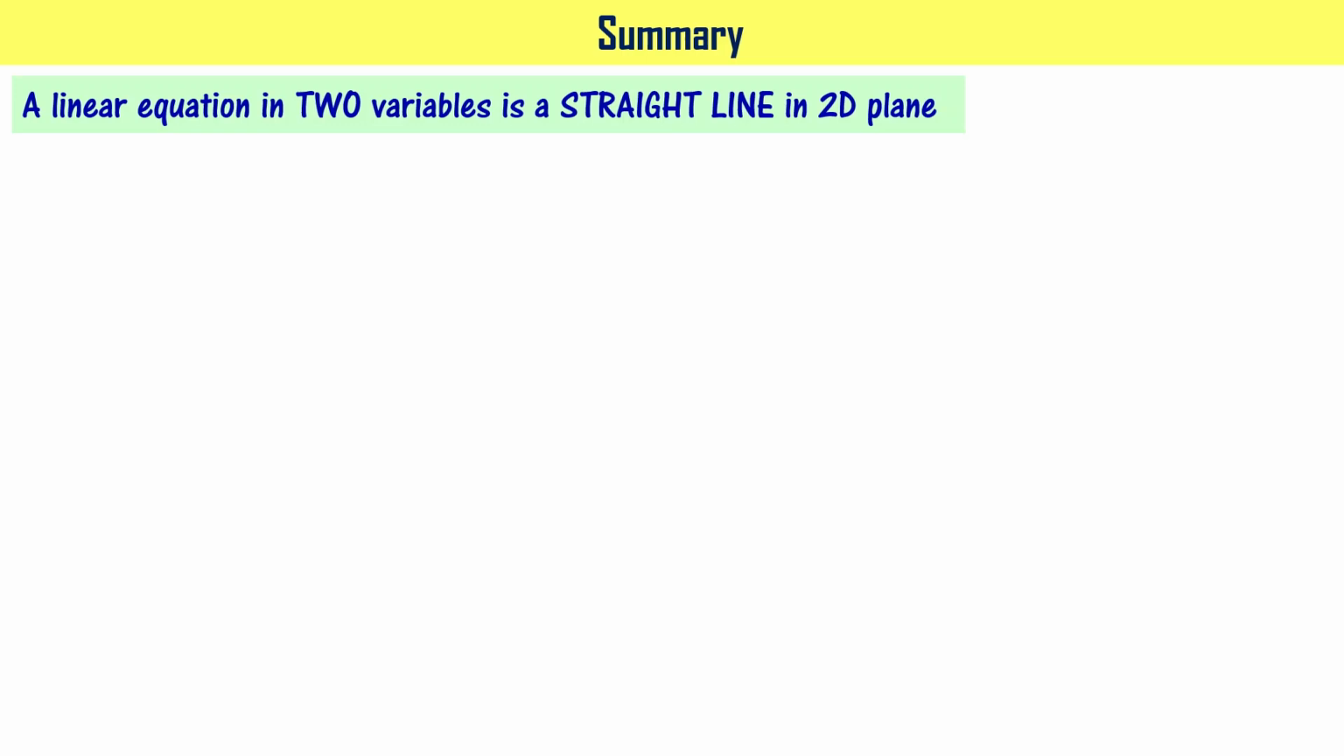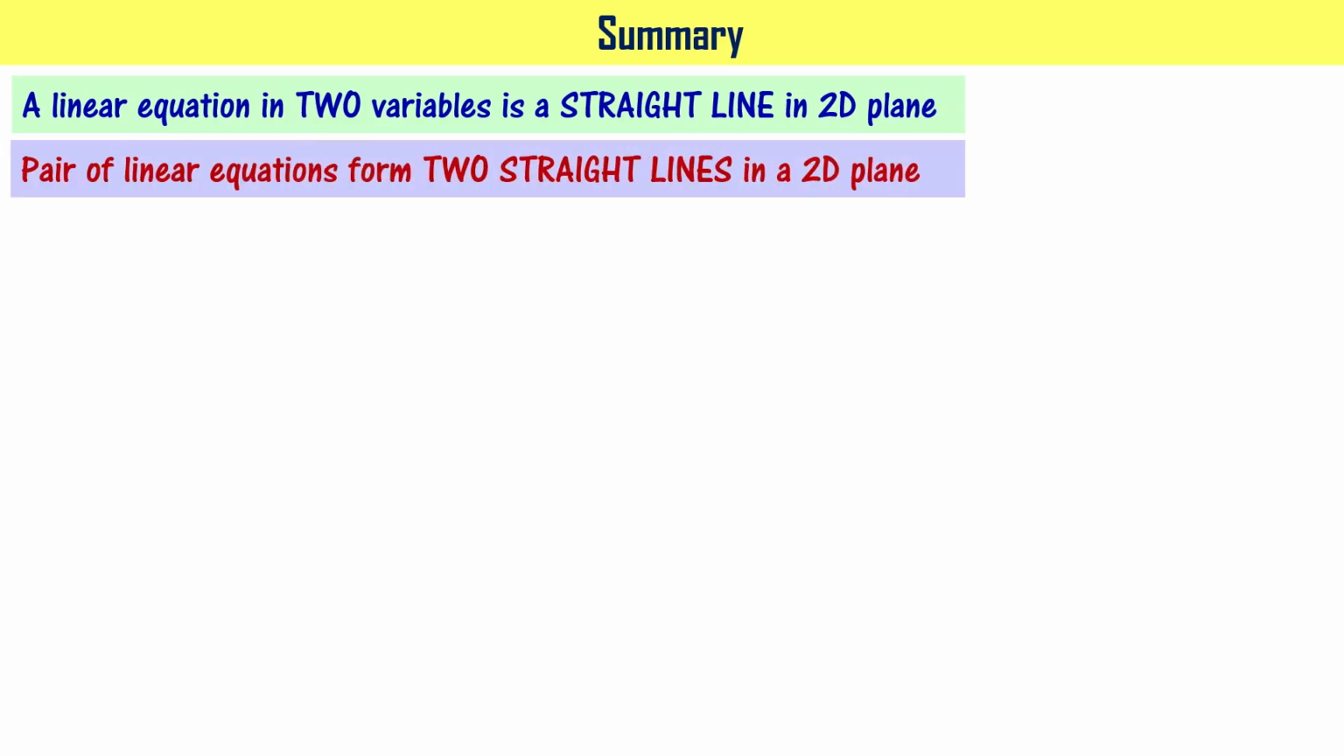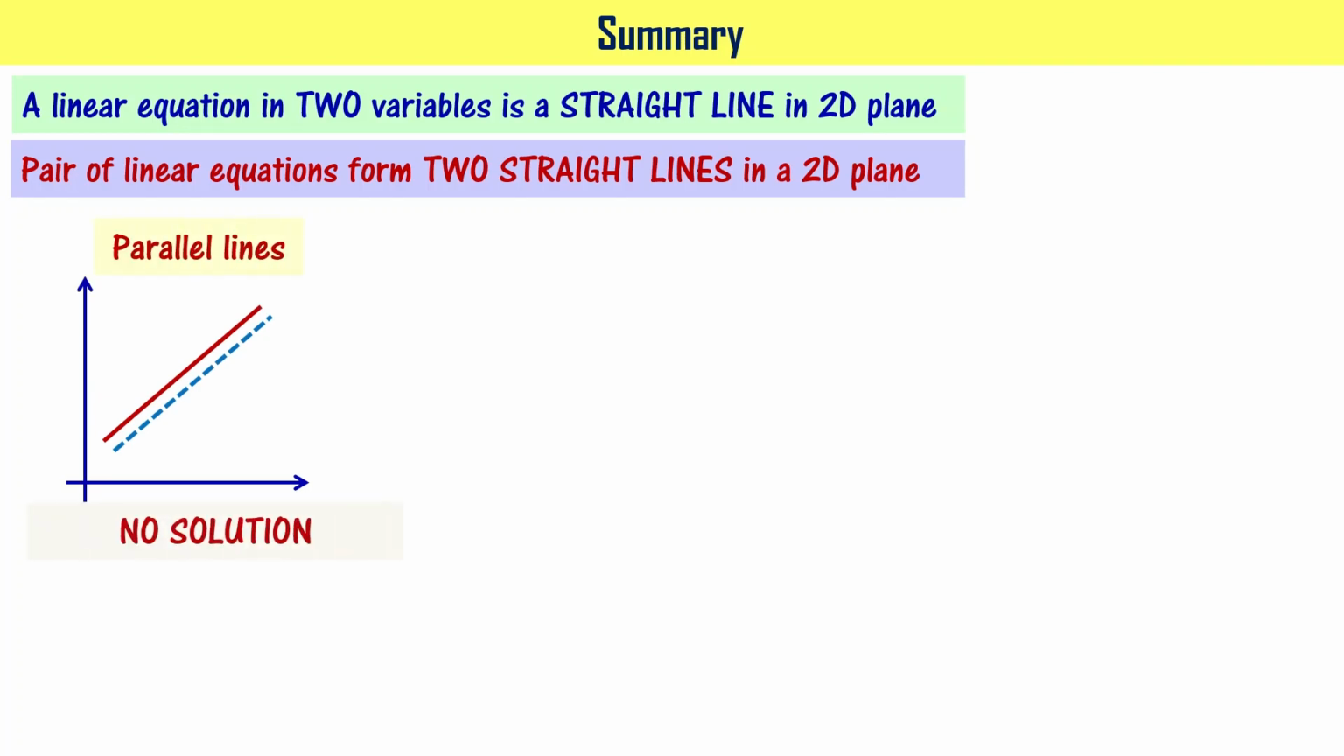Let's summarize what we have learned just now. A linear equation in two variables is a straight line in the 2D plane. And a pair of linear equations in two variables forms two straight lines in the 2D plane, right? They can be parallel lines as shown here. In that case, there exists no solution for the given pair of linear equations, and those equations are said to be an inconsistent system of linear equations.